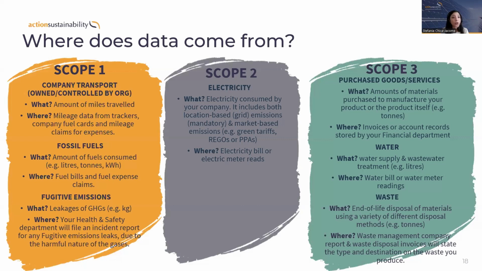Another example within scope 3 is any waste that you generate in your operations. So in this case, you need to know the type of waste, the amount of waste, and the destination, okay? For instance, a company in the construction sector might produce, let's say, 1.5 tons of construction waste that is sent to landfills. That is the kind of information that you need. And you might be able to find this in the reports from your waste management company, for example.